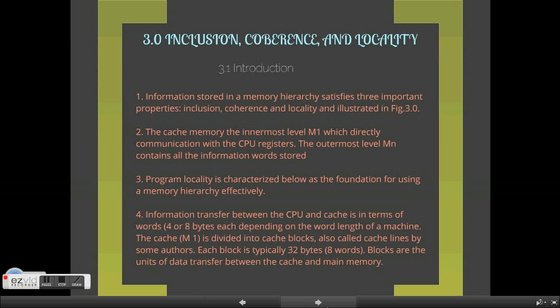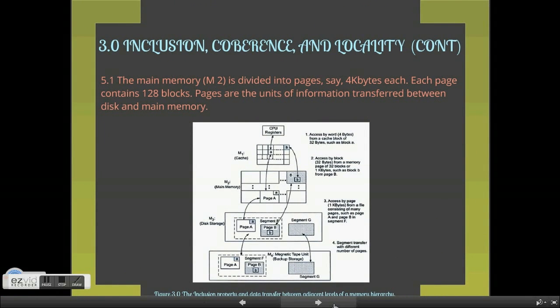Program locality is characterized below as the foundation for using a memory hierarchy effectively. Information transfer between the CPU and cache is in terms of words. The cache is divided into cache blocks, also called cache lines by some authors. Each block is typically 32 bytes. Blocks are the unit of data transfer between the cache and main memory. The main memory is divided into pages, 4 kilobytes each. Each page contains 128 blocks. Pages are the unit of information transferred between disk and main memory.